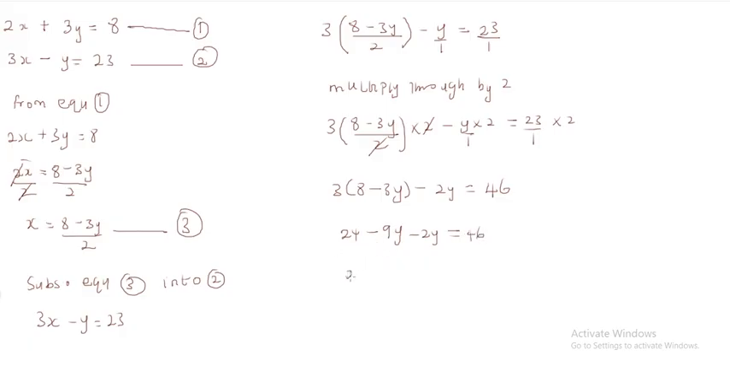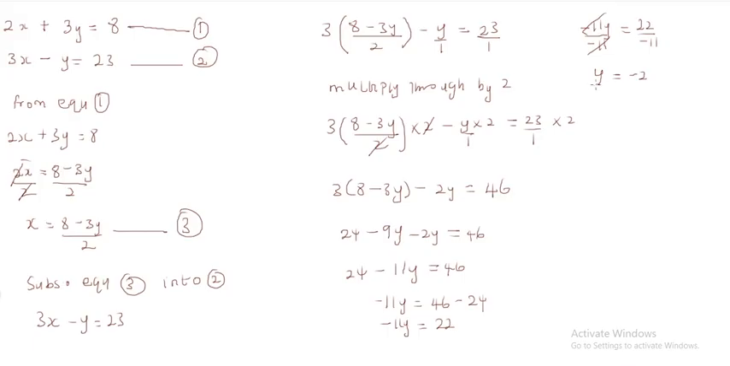From here, we have 24 minus 9y minus 2y is minus 11y is equal to 46. We can move 24 over to the other side, so that we have minus 11y is equal to 46 minus 24. 46 minus 24 is 22. So we have minus 11y is equal to 22. We can divide both sides by minus 11. So we have minus 11y divided by minus 11 is equal to 22 over minus 11. Minus 11 cancels out minus 11. So here we have y is equal to 22 divided by minus 11, which is minus 2. The y value is equal to minus 2.